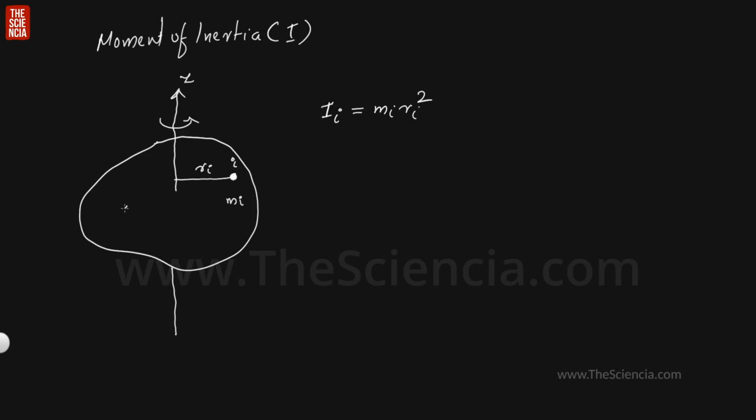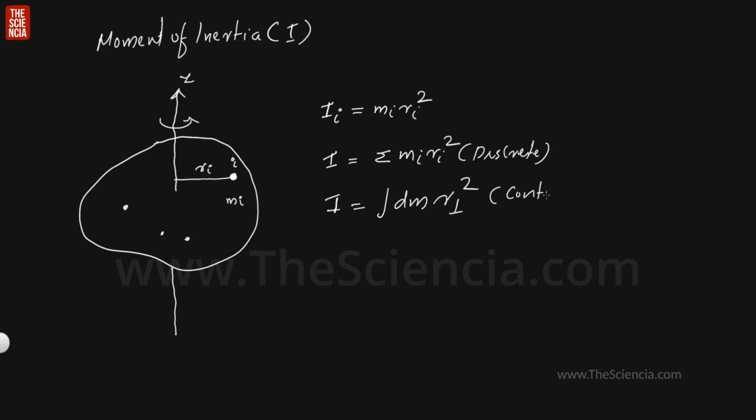But a rigid body consists of a large number of particles, right? So the total moment of inertia of this rigid body will be equal to the summation of mi ri square. This is for the discrete particle system, the discrete case. And if it is a continuous body, then I is equal to the integral of dm r perpendicular square. This is for the continuous case. And what is this r perpendicular? This is the perpendicular distance from the axis. So here z is the axis of rotation, and the distance of the ith particle from the axis is called this perpendicular distance.